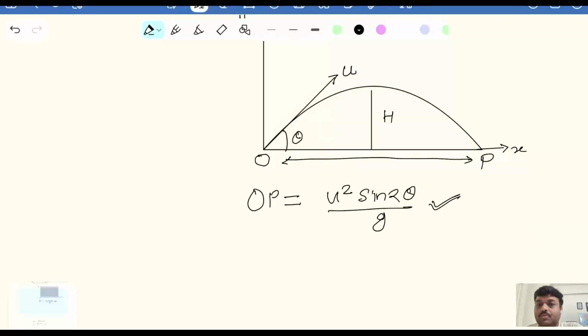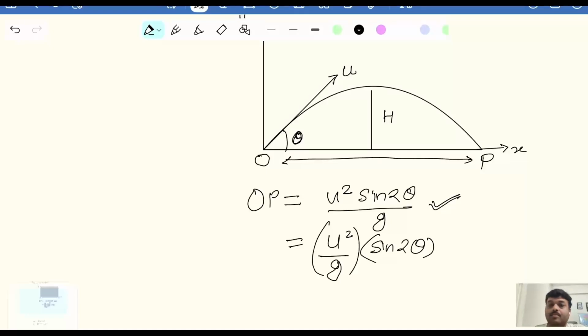So today we are going to understand at what angle of projection theta the maximum range of the projectile can be achieved. So we have this expression, the range is u square sine 2 theta by g. In this, u square by g can be considered as constant, and sine 2 theta is something which we need to maximize to find the maximum OP. So what's the maximum value sine 2 theta can reach? That is 1. 1 is the maximum value.